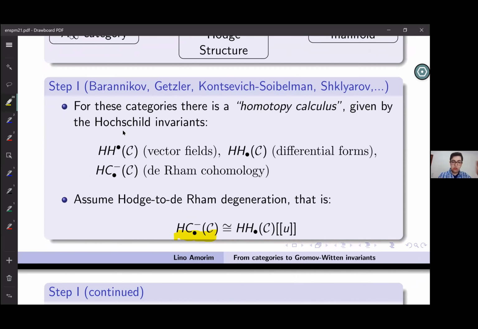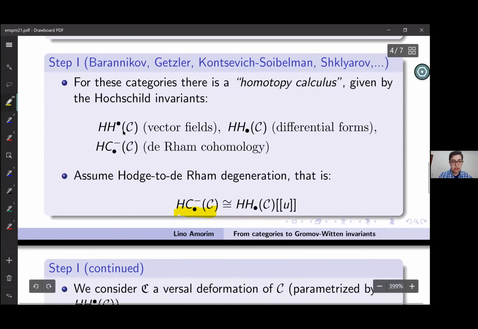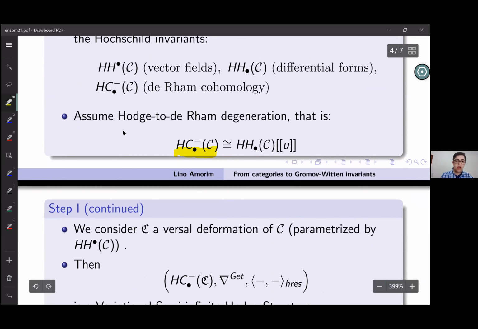So if we have this Hodge to de Rham degeneration, what do we do next? We take our category C. Again, we should think of this as some complex manifold. And then we take a versal deformation. So we take this family parametrized by Hochschild cohomology. This should give some nice, smooth family, actually treated just as a formal family. And then we take the negative cyclic cohomology of this entire family. So this is, in analogy, what you do with a complex manifold.